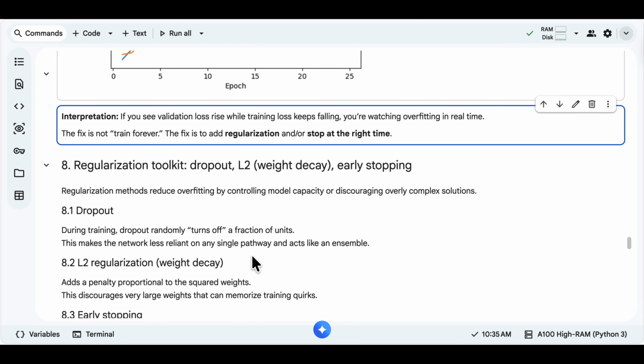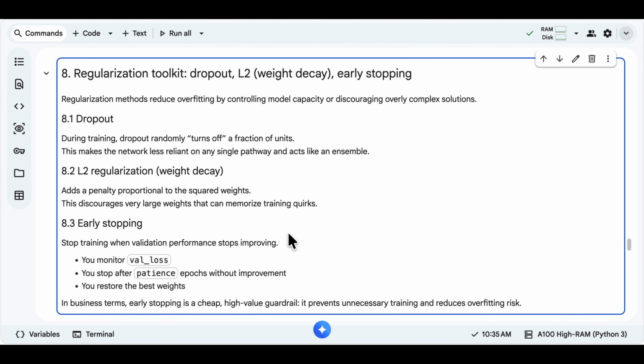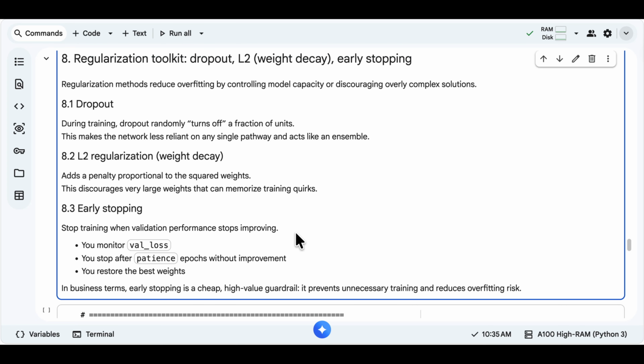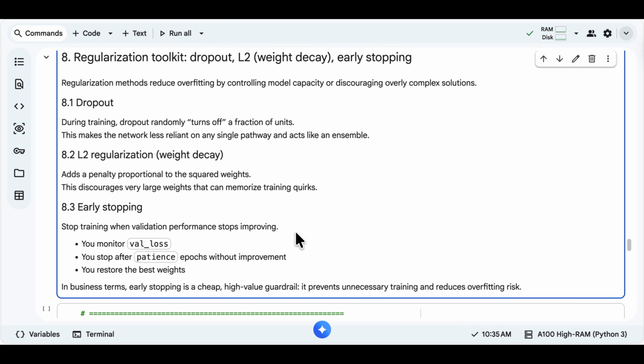Regularization means techniques that make memorization harder and generalization easier. Dropout randomly turns off a fraction of hidden units during training, which prevents the network from depending too heavily on any single pathway. L2 regularization adds a penalty for very large weights, nudging the model towards simpler solutions. Early stopping watches validation loss and stops training once progress stalls. Together, these tools help us keep useful learning while cutting back on overfitting.